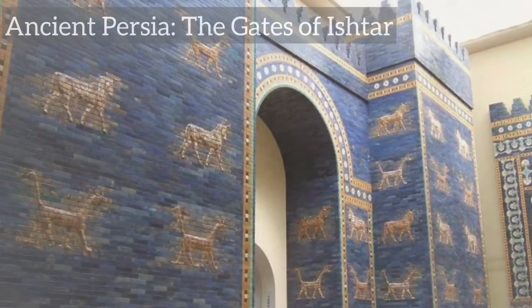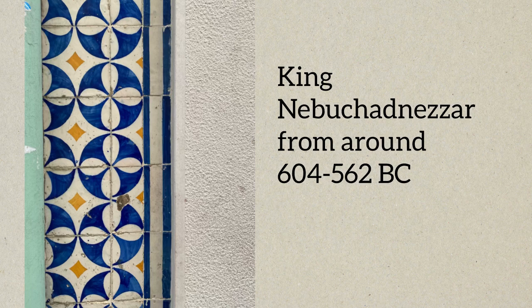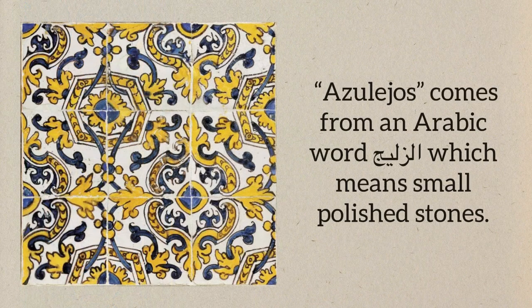Decorated tiles and bricks can be found even as far back as ancient Persia and can be seen in the gates of Ishtar during the time of King Nebuchadnezzar from around 604 to 562 BC. For our purposes, the history of these tiles in Portugal can be dated all the way back to Arab influence, as the word azulejos comes from an Arabic word which means small polished stones.